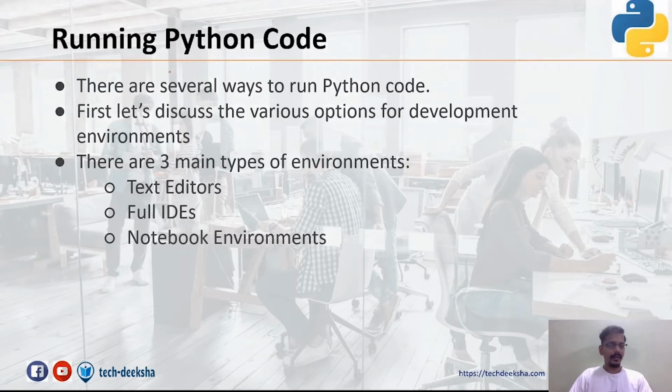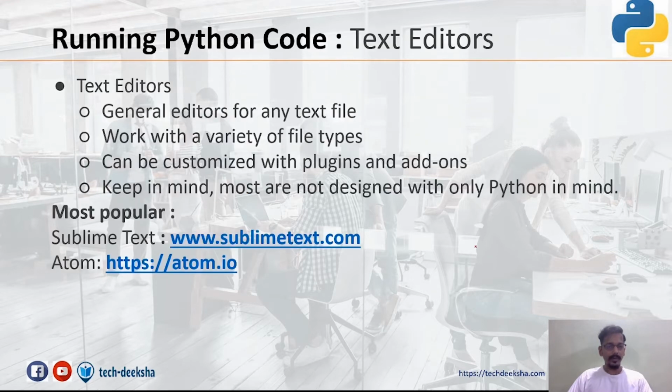So far we have learned about Python, what Python is and why we are choosing Python as a programming language. But to write Python code, definitely we need some kind of environment where we write some code, right? So basically, there are three types of environment to write your code, and those are your text editor, your full IDE, and notebook environment, right? So let's discuss one by one what those environments are.